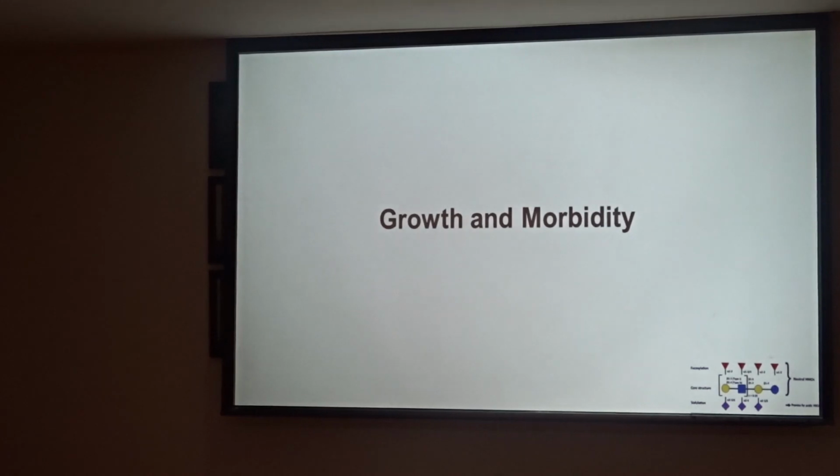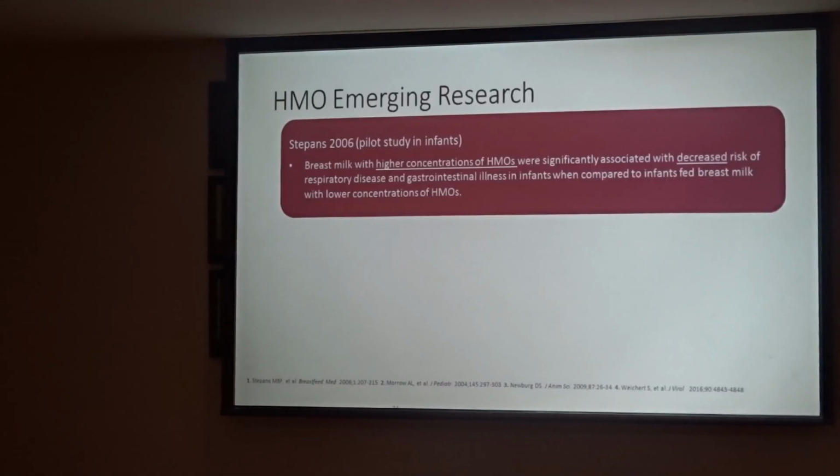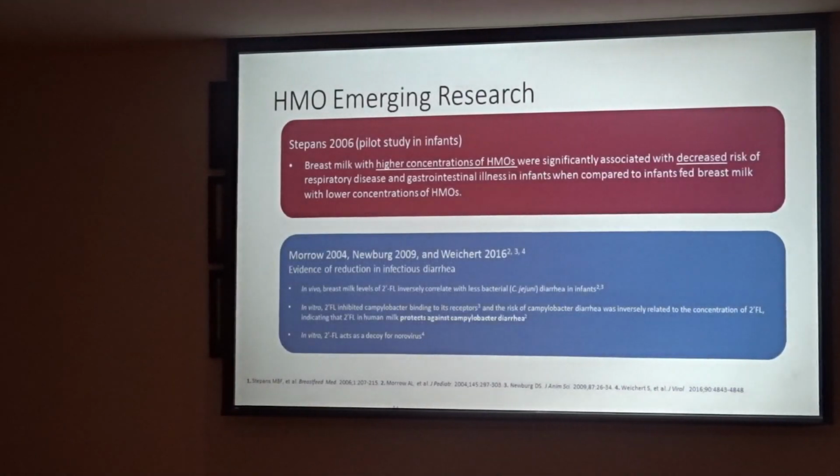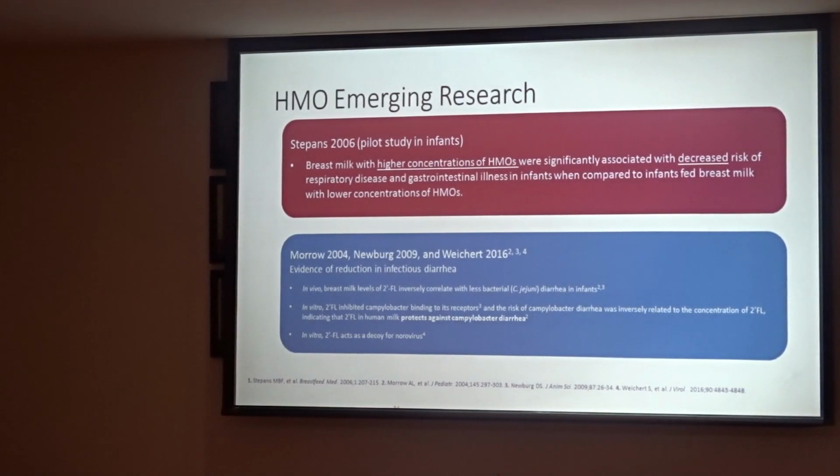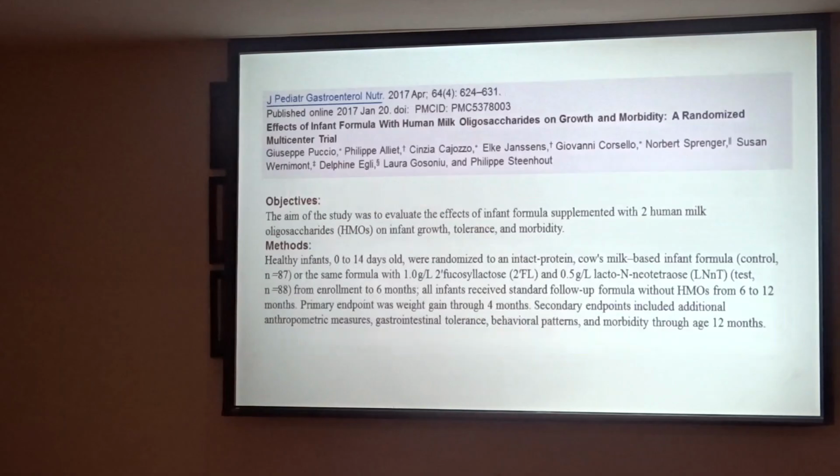Now let's go to the growth and morbidity. This is a very interesting study. A cohort study. I'm sorry, this is another slide. In 2006, this is also a very nice study, Stefan, 2006. It shows that a higher concentration of HMO was significantly associated with decreased risk of respiratory and GIT illness.